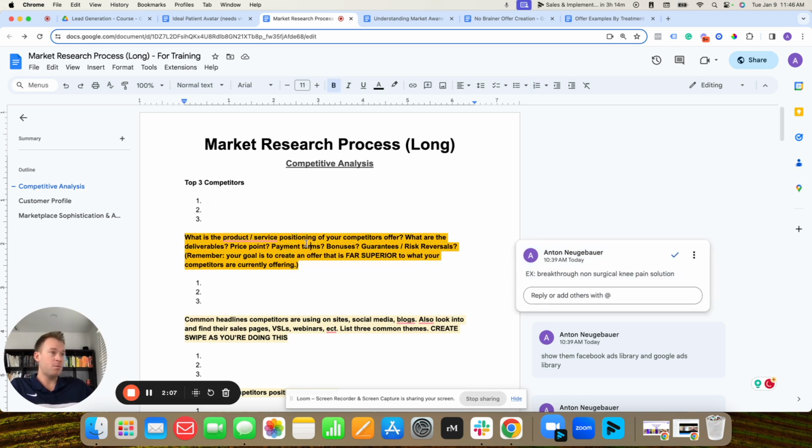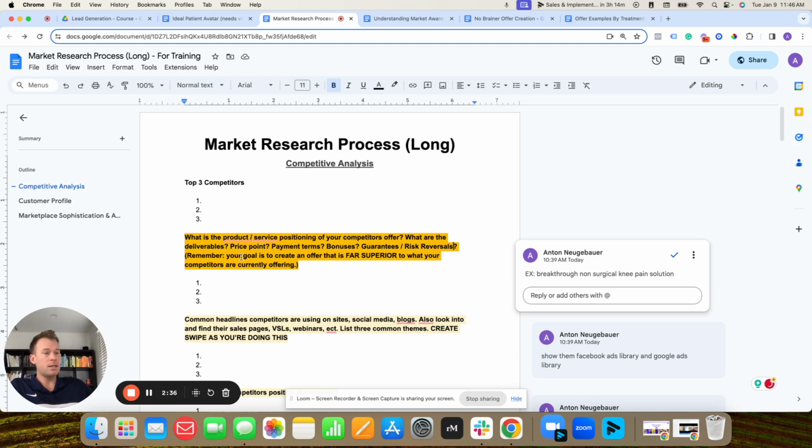Then you want to ask yourself, what is the product/service positioning of your competitors' offer? What is their offer? What are their deliverables? What's their price point? What's their payment terms? Do they offer payment terms? Is it just paid in full? What are their bonuses? What else do you get when you buy their treatment or procedure? Are there any guarantees? You can't really do this too much in medical because you just can't. It's illegal. But it's good to know if you're selling info products or stuff too.